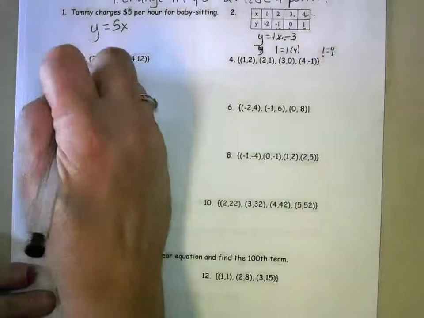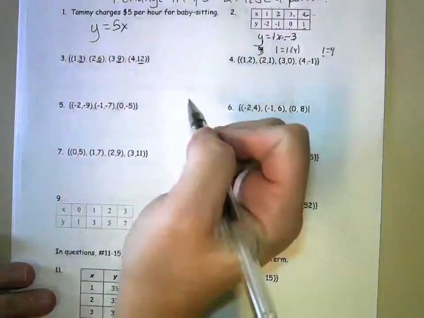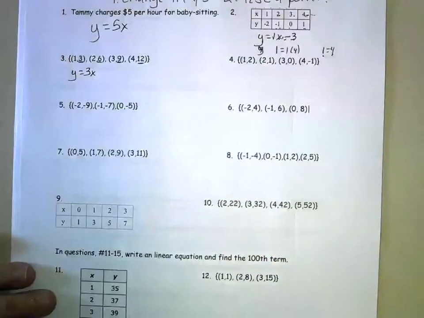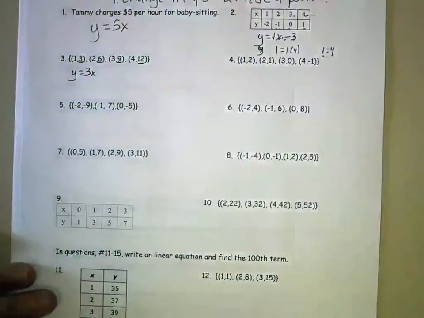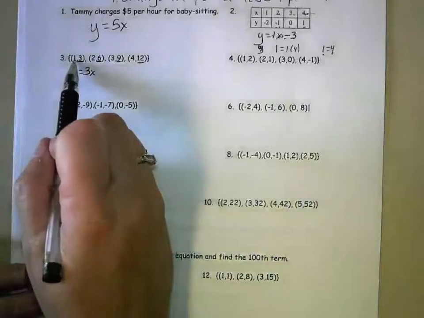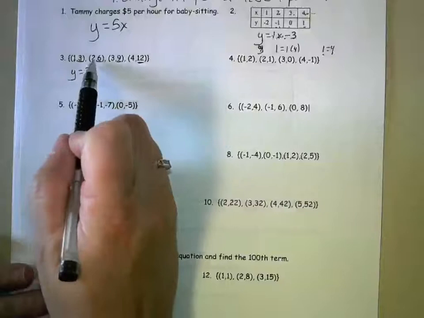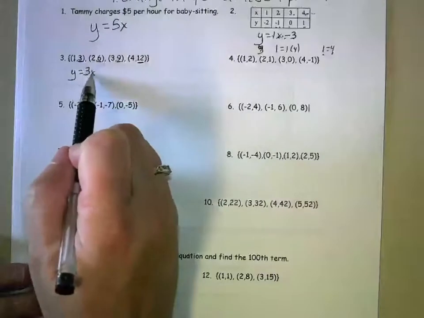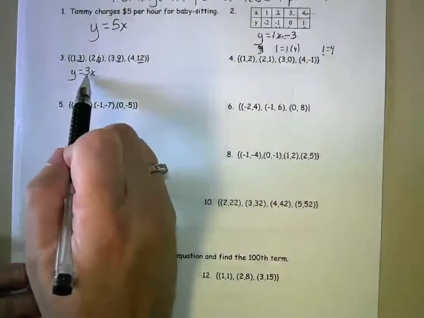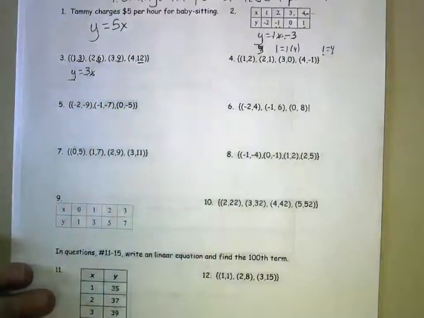Number 3, look at the y's from 3 to 6 to 9 to 12. We've gone up 3 each time, so y equals 3x. And now test a point, and you can pick any one you want. Put this in for x. 3 times 1 is 3. Put this in for x. 3 times 2 is 6. Put this in for x. 3 times 3 is 9. So this one is good right now.